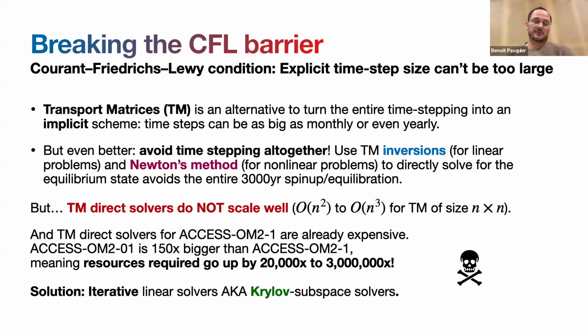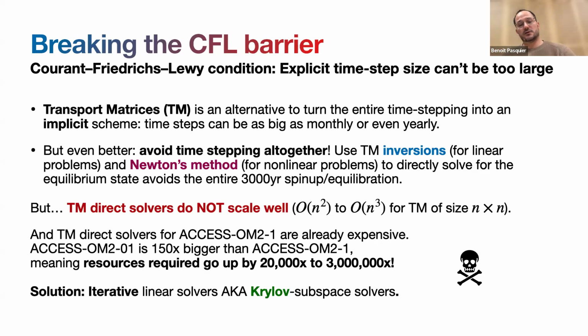So to give you an example, the transport matrix that we can build for ACCESS-OM2 at 1 degree, which is the coarser version, is already on the more expensive side of transport matrices that we use in general. It takes about, I would say, 100 gigabytes of memory to build the factors, and to solve it takes about 20 minutes with the default solvers you can find in MATLAB or Julia, for example.